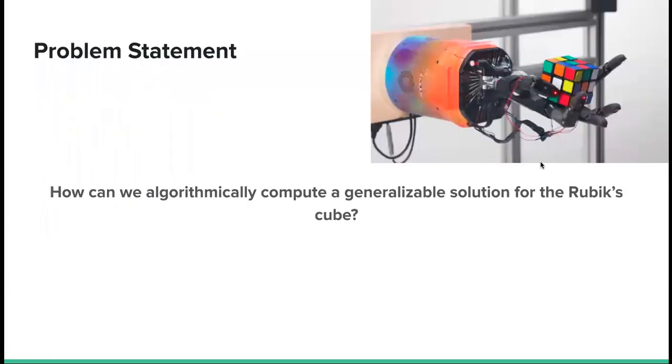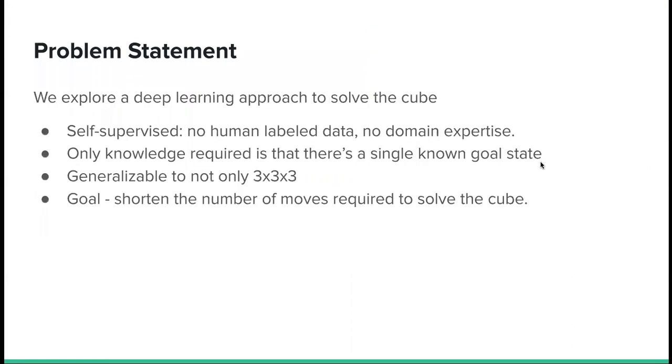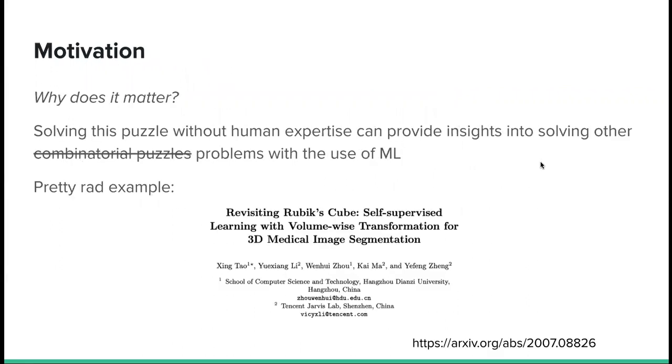So let's dive right into the problem statement. How can we algorithmically compute a generalizable solution for the Rubik's Cube? That's the question. We explore a deep learning approach to solve the cube. It's self-supervised, meaning no human labeled data, no domain expertise. The only knowledge required is that there's a single known goal state. It's generalizable to not only the 3x3 Rubik's Cube, and the goal is to shorten the number of moves required to solve the cube.